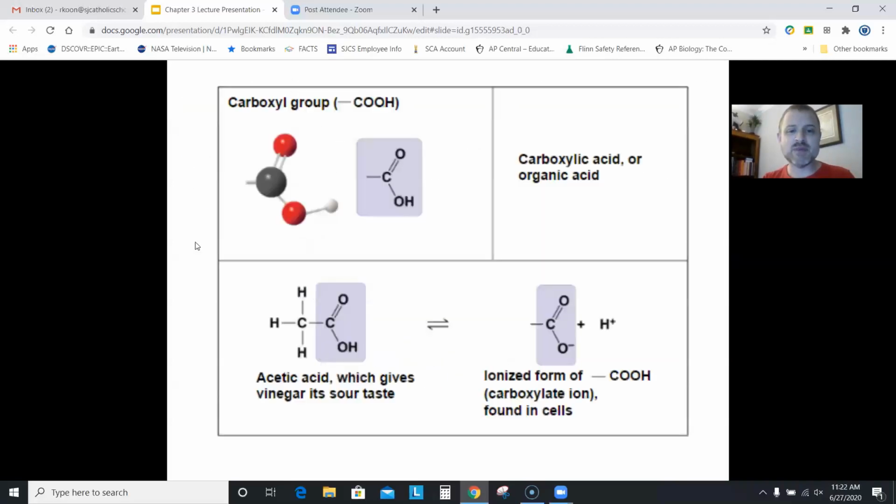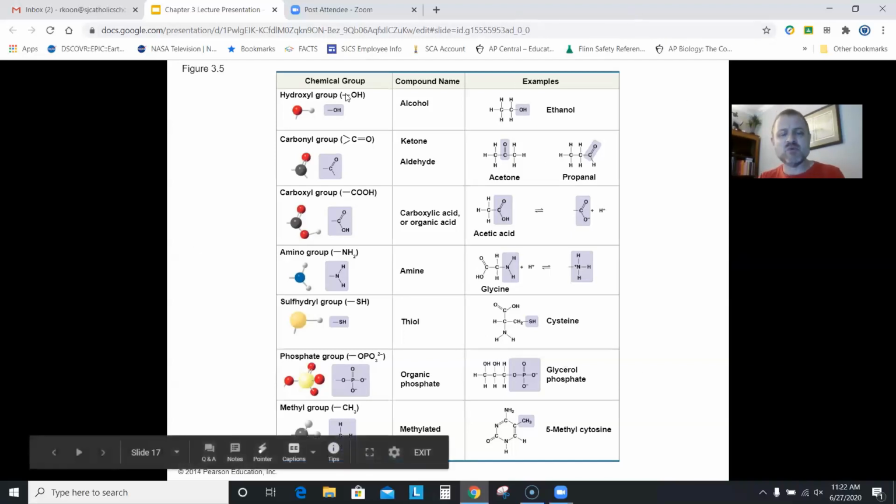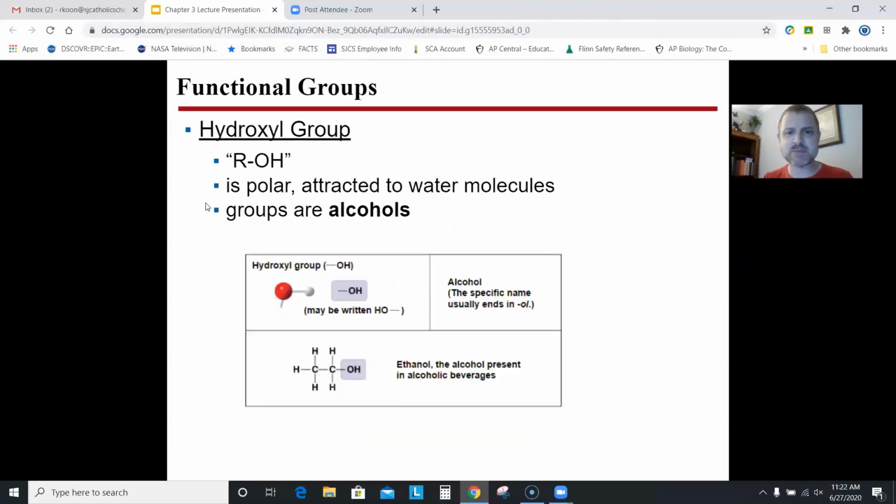Okay, so going back real quick. The textbook has this diagram. You need to know this diagram. Not so much examples, but what the functional groups are, what they do, acids, bases, charges, positive, negative, things like that, in terms of the 7 functional groups.